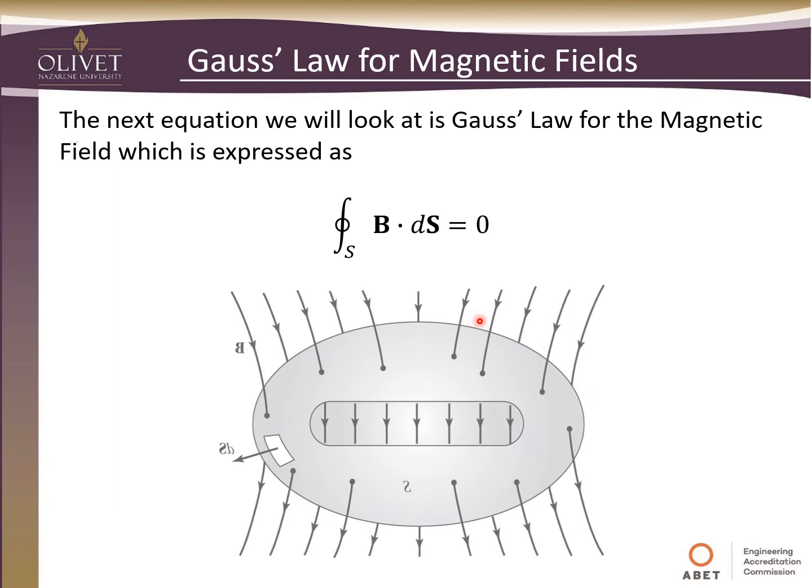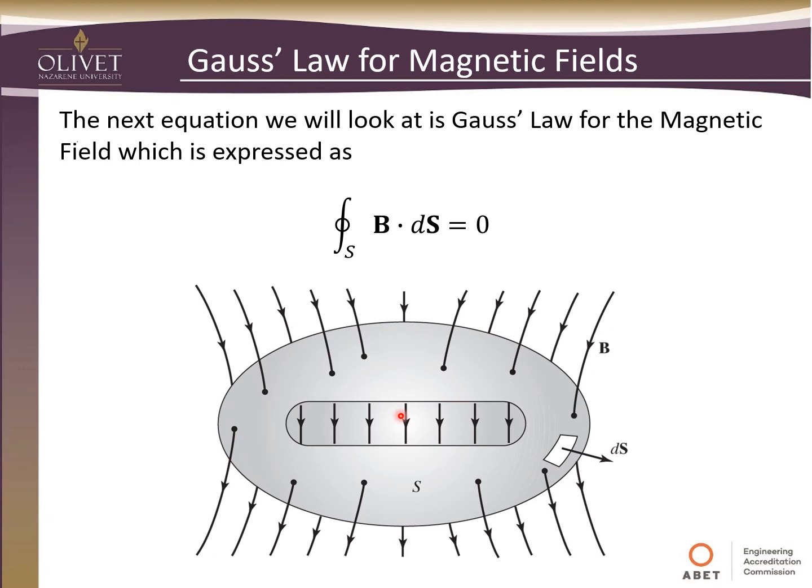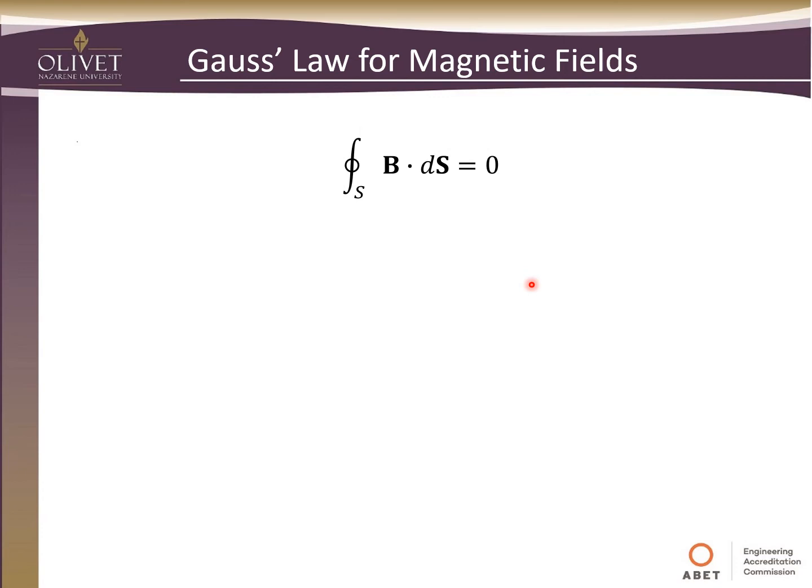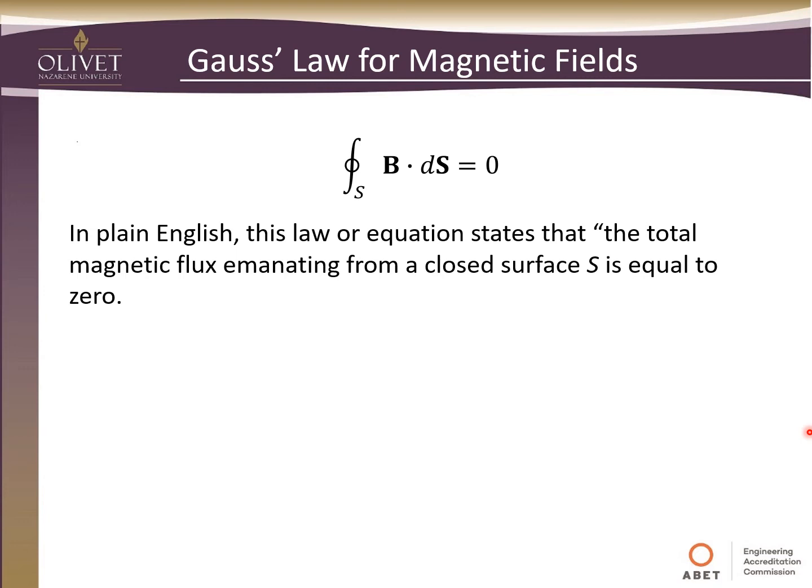Looking at a diagram here, if we have some volume enclosed by some surface, S, and this is a vector quantity, so we'll have a vector normal to the surface all the way around. If we sum up this dot product across this surface, it should always equal zero. So in plain English, what this equation is telling us is that the total magnetic flux emanating from a closed surface should always be zero.